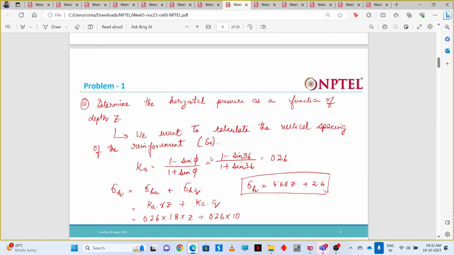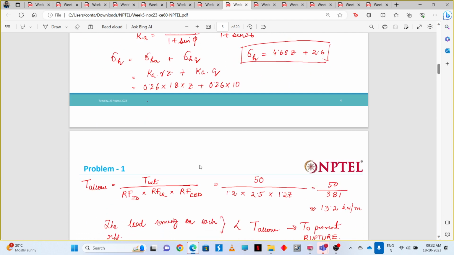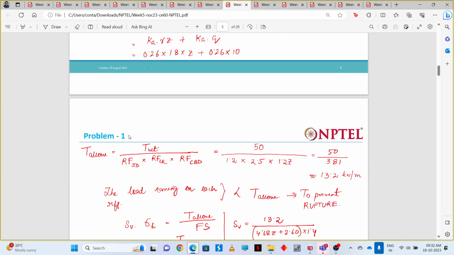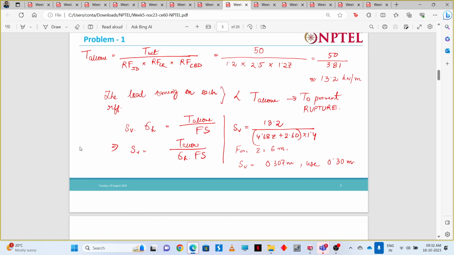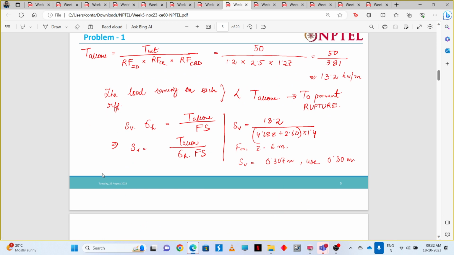So here you are seeing that they have not considered, but actually we have to consider the seismic force also. The force coming due to the seismic load, that also we need to take into account. Okay, the horizontal stress, then we found out the spacing, we decided the spacing.